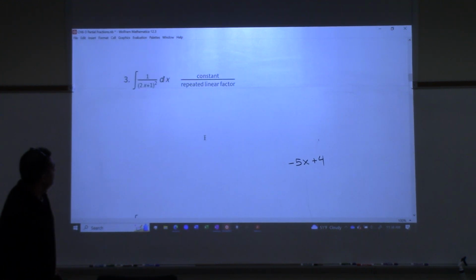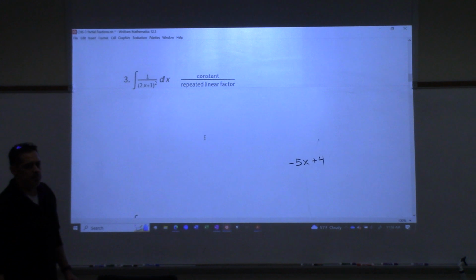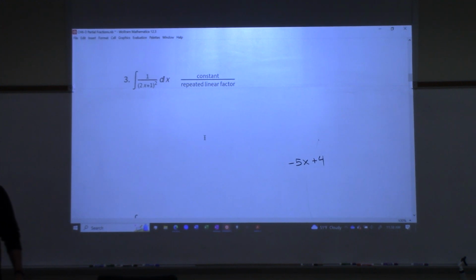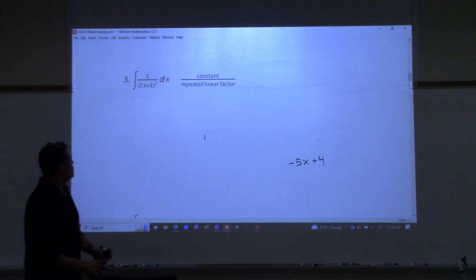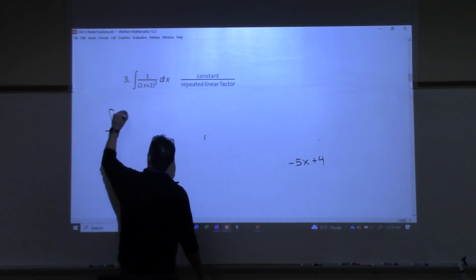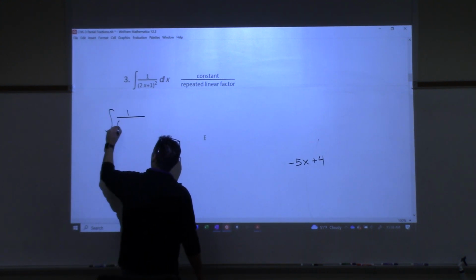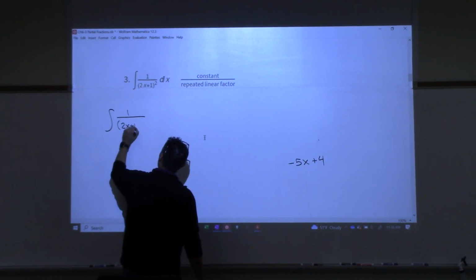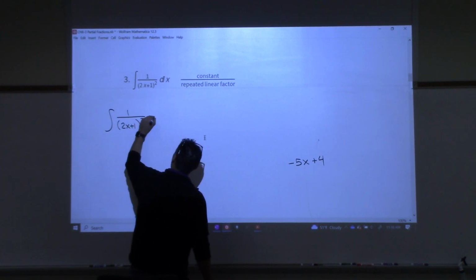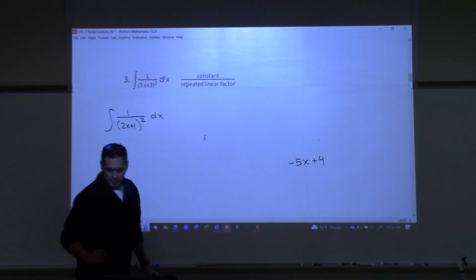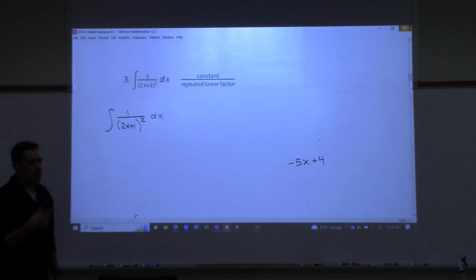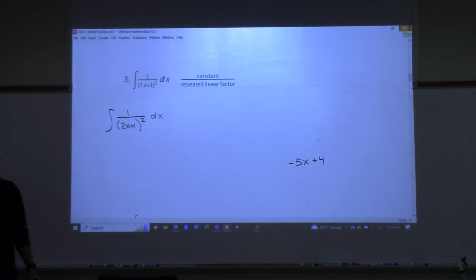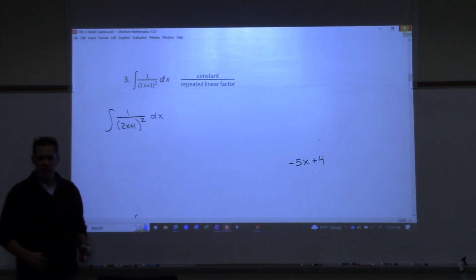Next type, constant over repeated linear. And when I say repeated, I mean that it's being multiplied times itself twice, 3 times, 4 times. It's not just a linear expression in the bottom. So constant on top, linear expression, being repeated, in this case, squared dx. All right, could we still use a basic u sub and let u be the 2x plus 1? Could we still do that?